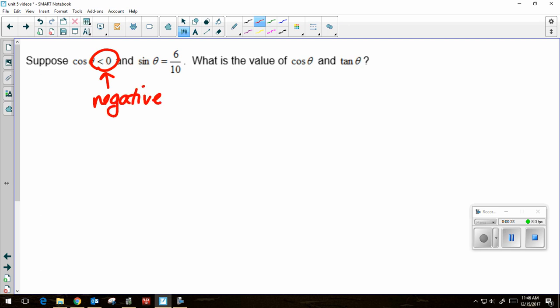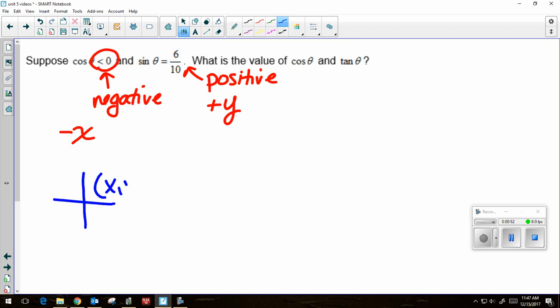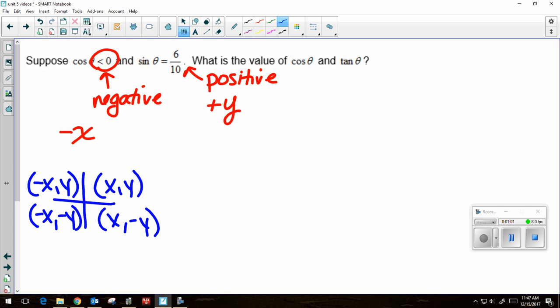And we know that cosine is represented by x, so that means I have to have a negative x value. Sine theta is equal to 6 over 10, so sine is positive. Because sine is positive, sine goes with y, so I have a positive y. If I look at a coordinate plane, quadrant 1 is both positive, quadrant 2 is negative x, positive y, quadrant 3 is both negative, and quadrant 4 is positive x, negative y. So I have a negative x and a positive y, so I'm in quadrant 2.